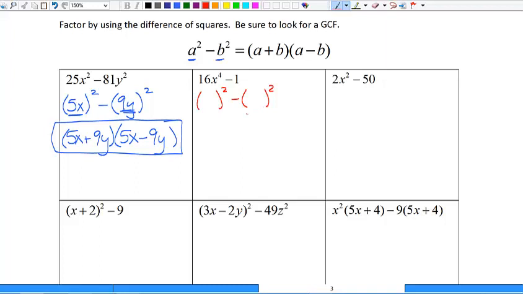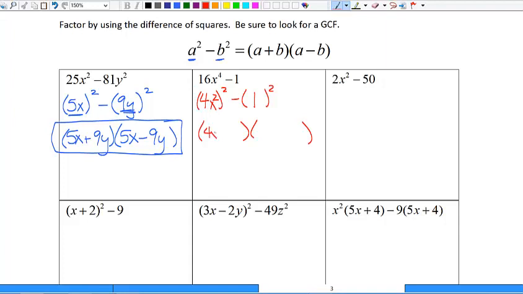So I'm going to see if I can rewrite it as something squared minus something squared. It is a minus, so we do know that this is factorable. 16x squared can be rewritten as 4x squared times itself, because 4 times 4 is 16, and x squared squared is x to the 4th. So 4x squared times itself truly is 16x to the 4th. Now 1, sometimes students forget about this, but 1 is a perfect square. It's just 1 squared.